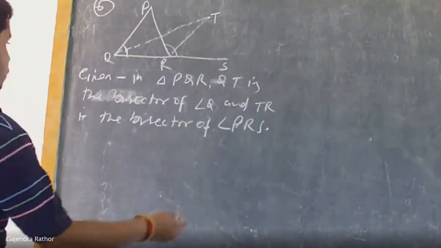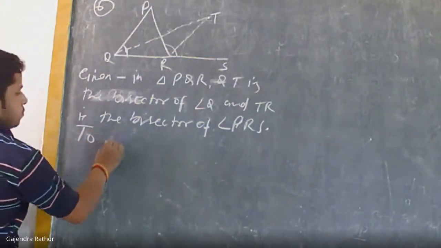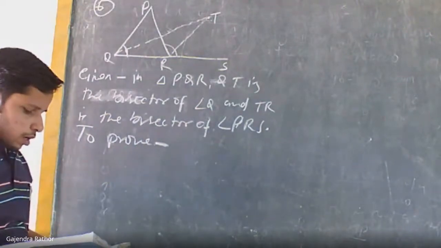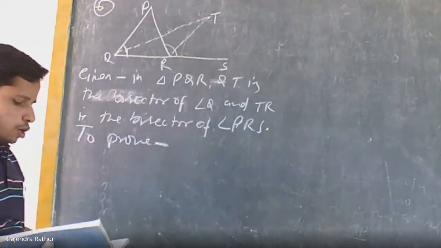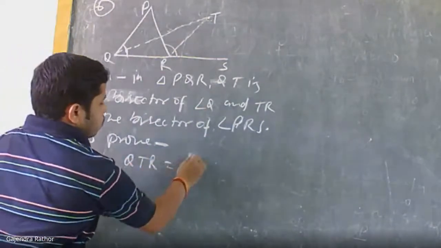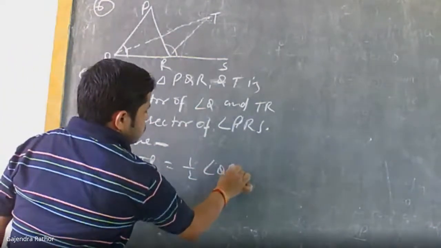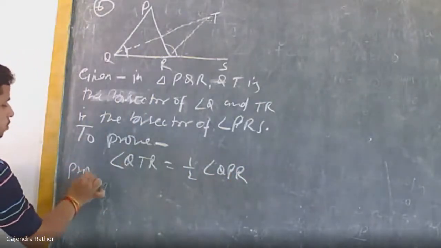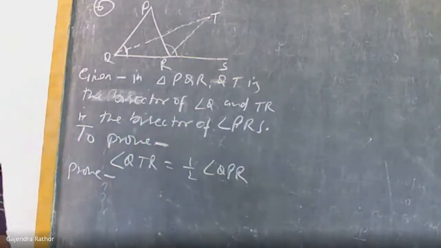Next, what is to prove? Angle QTR is equal to 1 by 2 angle QPR. This is what we have to prove. So let's start.